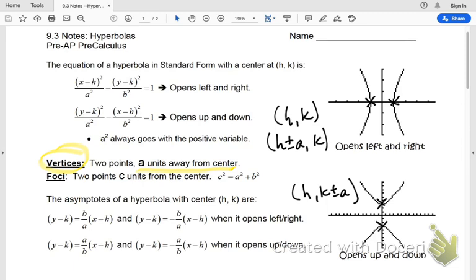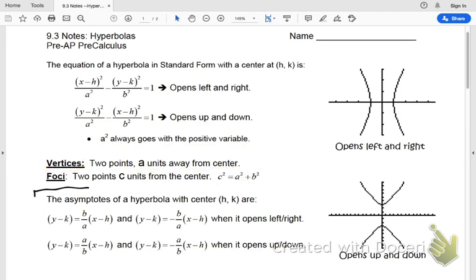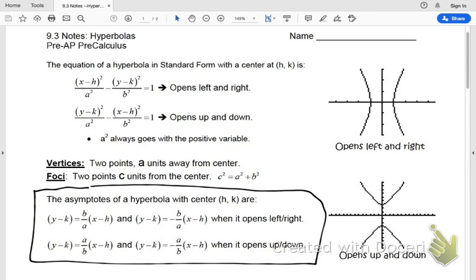All right, after you get the vertices, you've got to do the foci. They're going to be c units away from the center, and you'll get that c value by doing c squared equals a squared plus b squared. And then you'll do the same thing to get those ordered pairs, either adding it to the x or the y value of the center. After you get your vertices and your foci, you got to think about your asymptotes. And these are the equations for those asymptotes. I'll kind of show you in the picture where the asymptotes are. They're imaginary lines that those hyperbolas are approaching.